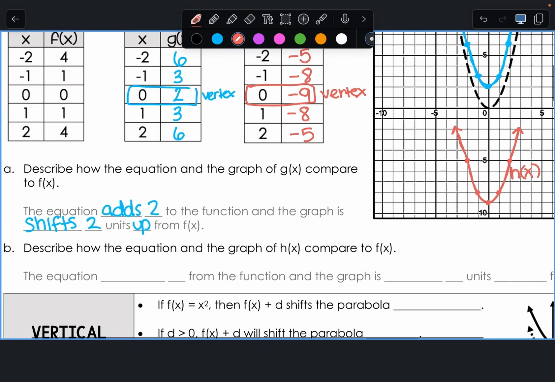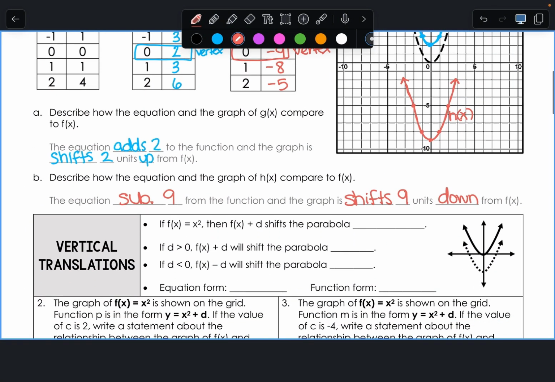Okay. So in the equation, what happened? Yeah, we subtracted a 9 from the function, and in the graph, it shifted it what? 9 units down. Yep, very good. 9 units down. So that is what we call a vertical translation. We call that a vertical translation.